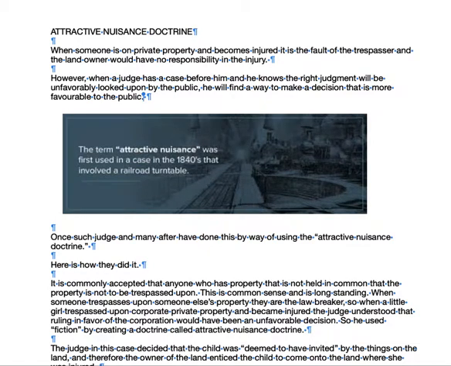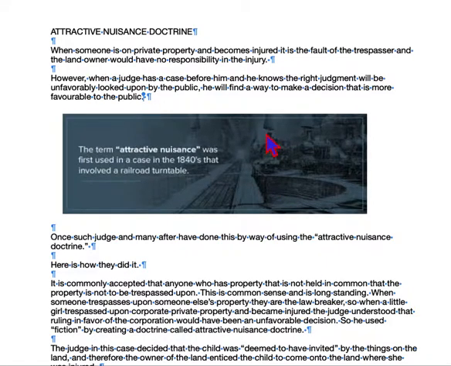The attractive nuisance doctrine. When someone is on private property and becomes injured, it's the fault of the trespasser, and the landowner would have no responsibility in the injury. However, when a judge has a case before him and he knows the right judgment will be unfavorably looked upon by the public, he will find a way to make a decision that's more favorable to the public.